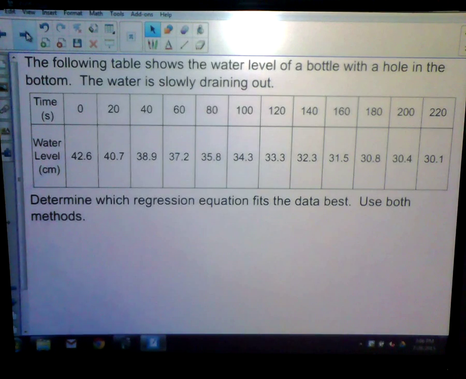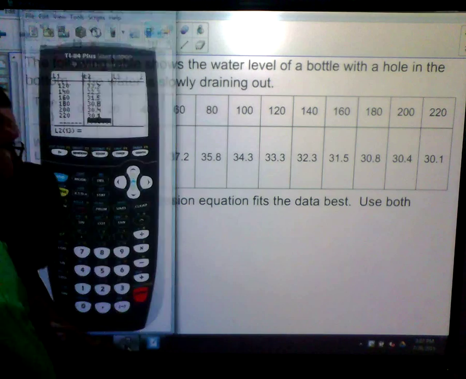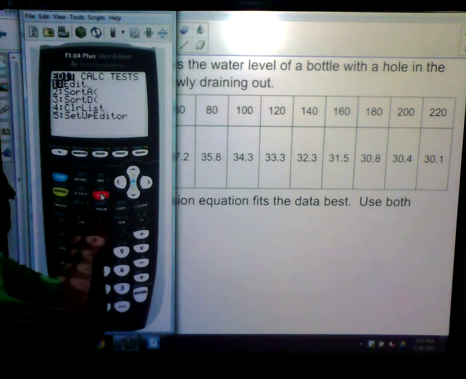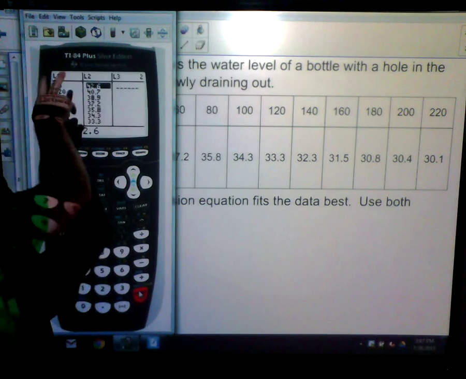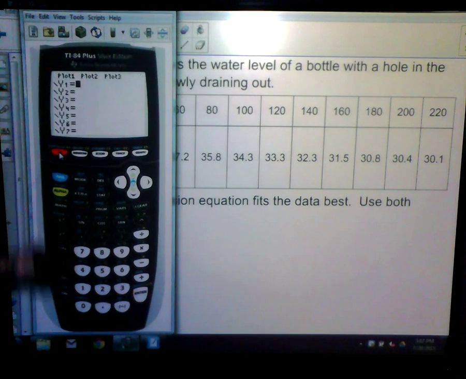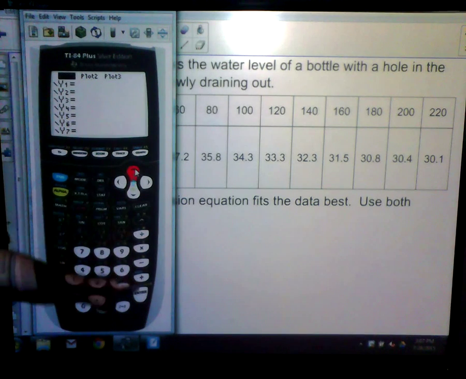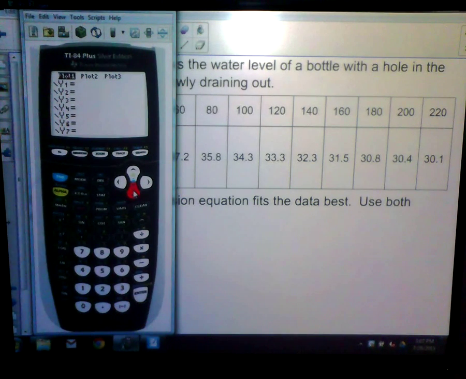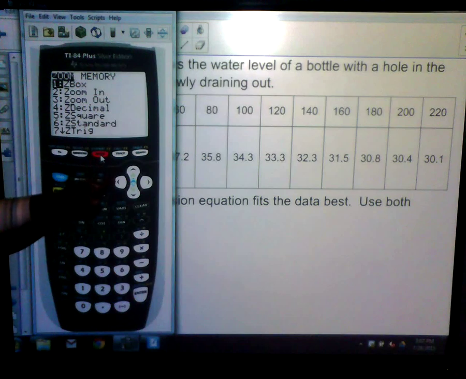So let's try it. The following table shows the water level of a bottle with a hole in the bottom. The water is slowly draining out. So here's the table. First thing I'm going to do is go stat, edit, and plug it in. And to save time, I already have it plugged in. Now it says to do both ways, so let's graph it. Let's go to y equals, turn on plot 1, and go zoom.